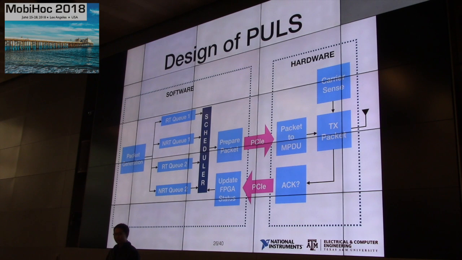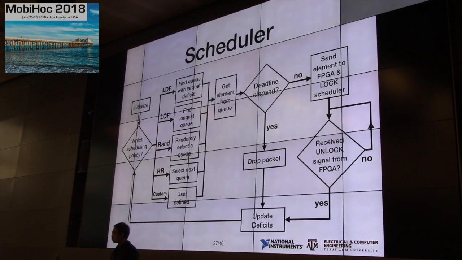And then the next thing I want to talk about is the scheduler. So the scheduler, again, looks complicated, but it's fairly straightforward. You basically decide which scheduling policy you want to use. In our case, we tested 4 different policies, which is LDF, the largest deficit first, and then longest queue first, random, round robin, and we have the ability to add new custom policies as well.